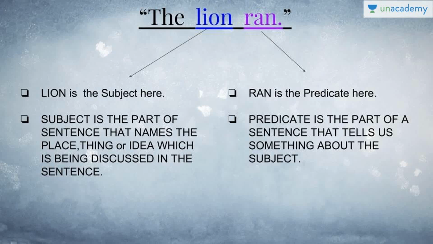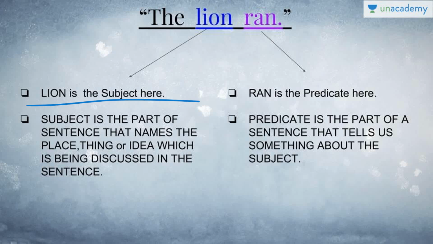This is the example through which we are going to understand the meaning of subject and predicate. And we also discussed this in the last lesson that the subject is the part of the sentence that names the idea, place or thing which is being discussed in the sentence. Here, the thing which is being discussed is the lion. So the subject here is lion.